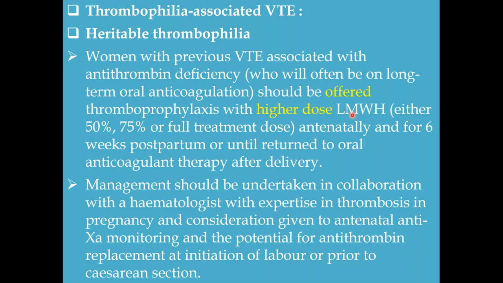So give her a high dose of low molecular weight heparin, either 50, this is the exam question, or 75%, or full treatment dose. High dose should be 50 or 75% or full treatment dose antenatally, and for 6 weeks postpartum or until return to oral anticoagulant therapy after delivery. This is for a patient with previous VTE associated with antithrombin deficiency, so this is more than score 4. Management should be undertaken in collaboration with hematologists with expertise in thrombosis in pregnancy, with consideration given to antenatal anti-Xa monitoring and the potential for antithrombin replacement at initiation of labor or prior to cesarean section.